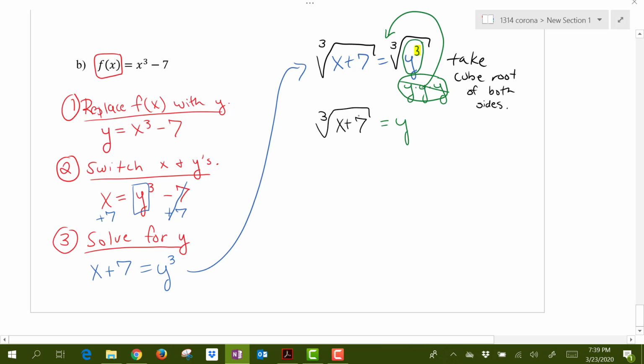So if you see a cube, we get the thing that's being cubed by itself, and then we take the cube root of both sides. We simplify by bringing out any groups of 3, and now, as soon as I do that, the y is now by itself. There's nothing else attached to it, nothing around it, just y by itself.